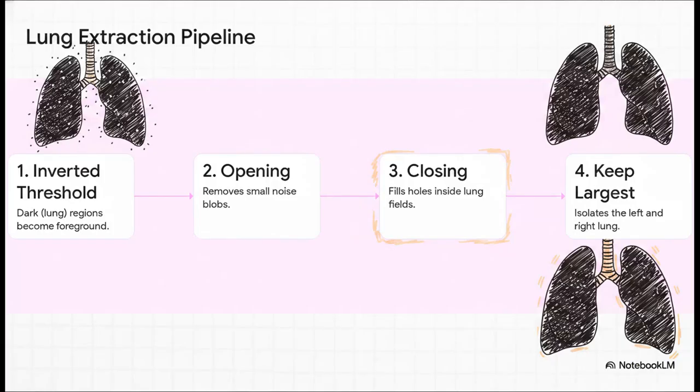Our pipeline is going to have 4 simple stages. We'll start with that raw, messy mask. Then we apply an opening operation to get rid of all that small salt and pepper noise. Next, we use a closing operation to fill in the holes. And for the grand finale, we just tell the computer to keep the 2 biggest white blobs in the whole image, which, hopefully, will be the left and right lungs.